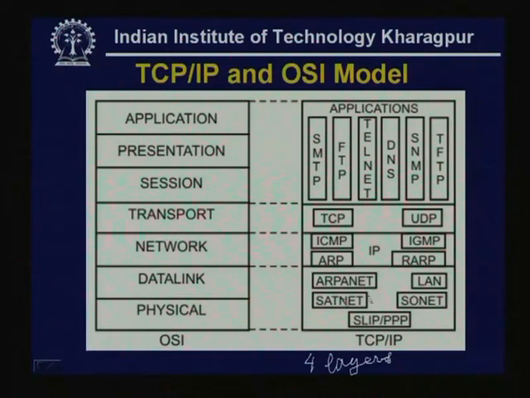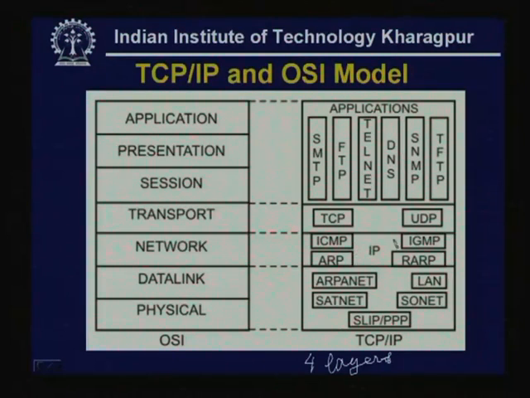For example, the lowest layer is not any specific thing, but a combination of physical and data link layer, and one is free to use any type of network like ARPANET, local area network, satellite network, SONET, or they can use simple serial links like SLIP and PPP, which provide the physical and the data link layer. So, the physical and data link layer forms one layer in TCP/IP.